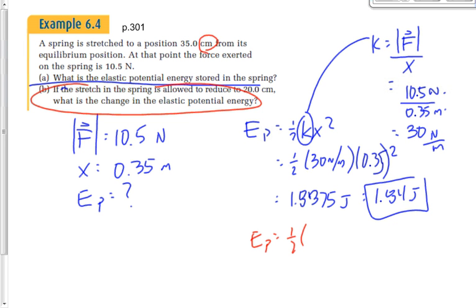Do we have to do that again? Would K now be 10.5 newtons divided by 0.2 meters? Is that right? No, K is K. When the displacement was 35 centimeters, the force was 10.5. When the displacement's 20 centimeters, the force is no longer 10.5 newtons. I don't know what the force is now. It doesn't really matter, because I've got the value of K. I don't need to find it again. It's just 30 newtons per meter.